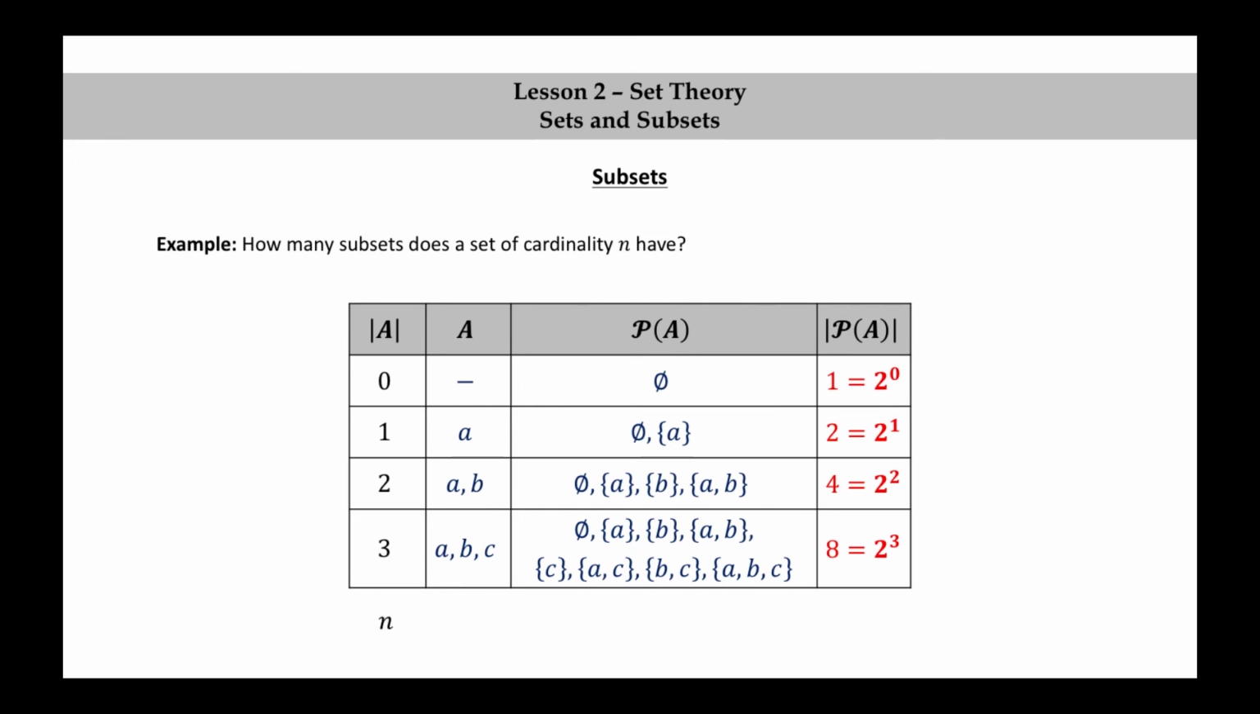So I think we could make a pretty educated guess as to what the size of the power set would be if the size of the set A is n. Well, if the cardinality of A is n, then it seems reasonable that the cardinality of the power set of A will most likely be 2 to the n.